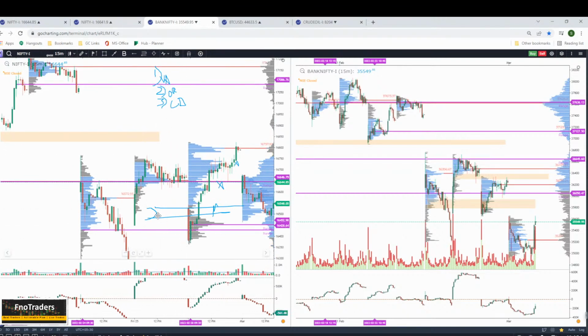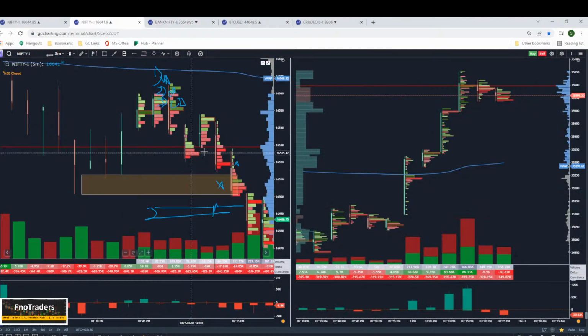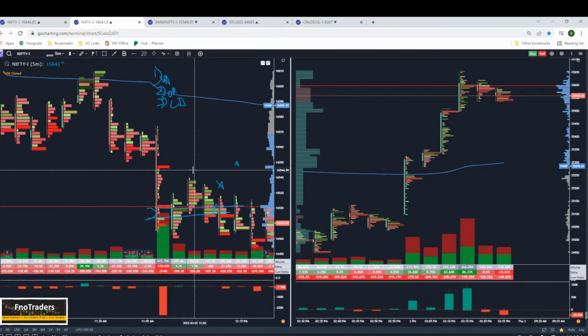Okay, so day 2, I was talking about this where we had an absorption, and I'll show it to you. That's where I think I get to the nuances and depth of the footprint chart.